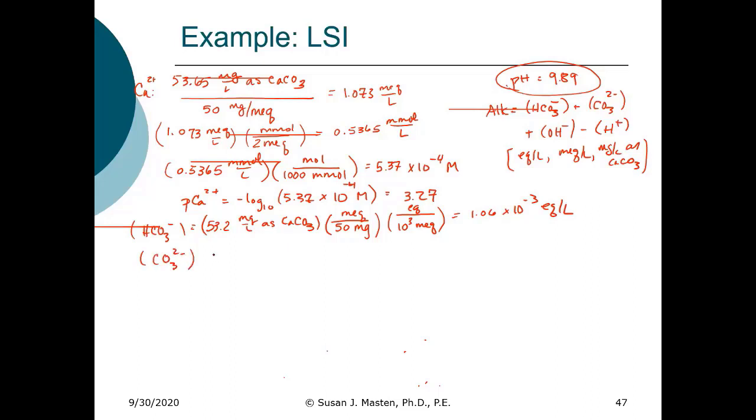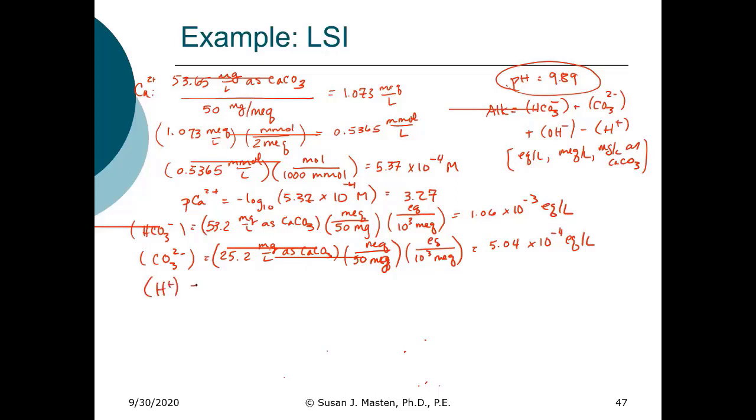The carbonate concentration is equal to 25.2 milligrams per liter as calcium carbonate. Again, milligrams per milliequivalent, so we'll divide by 50. 10 to the 3 milliequivalents per equivalent, and that is equal to 5.04 times 10 to the minus 4 equivalents per liter.